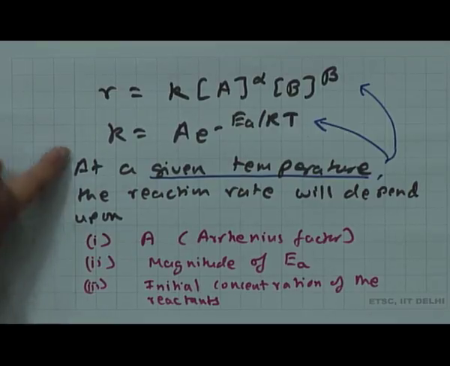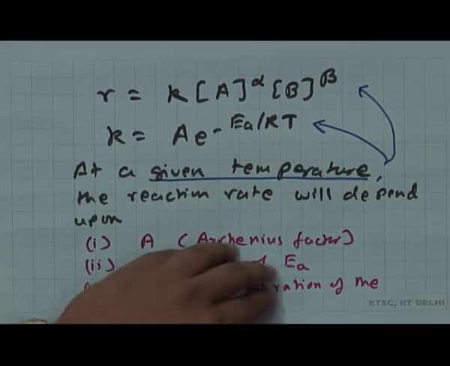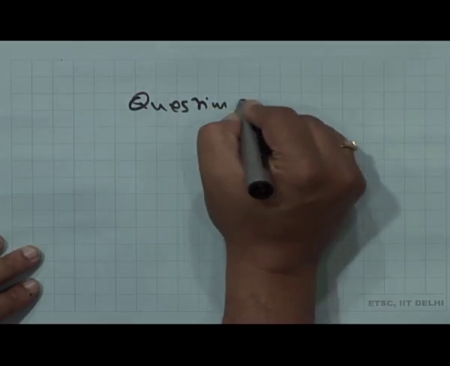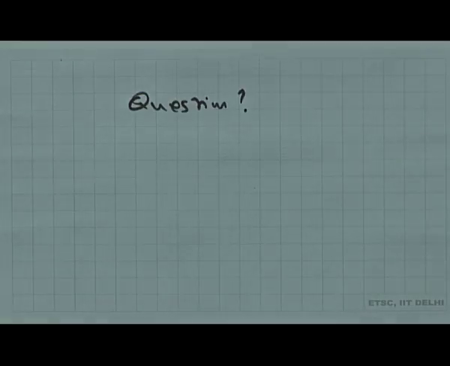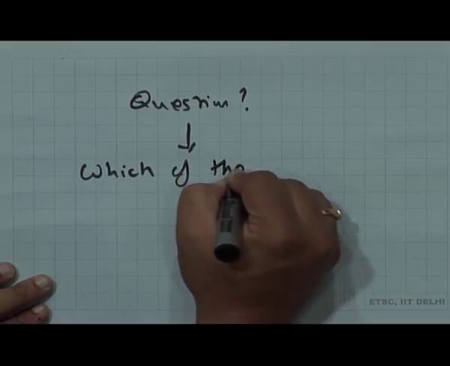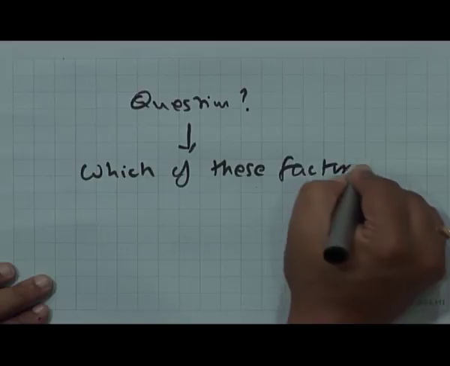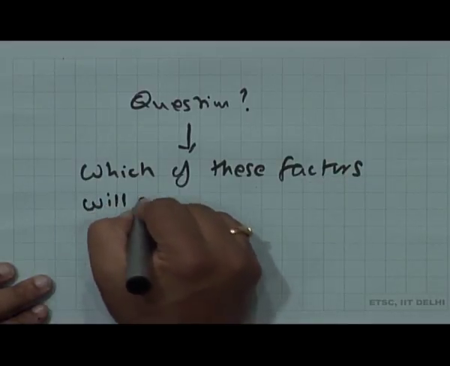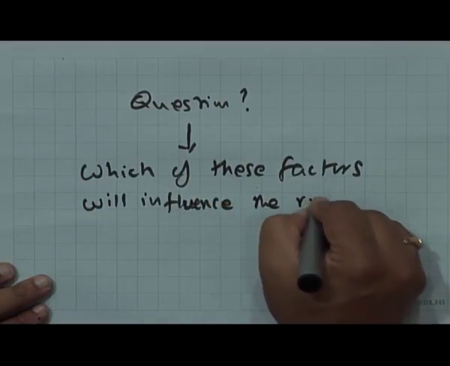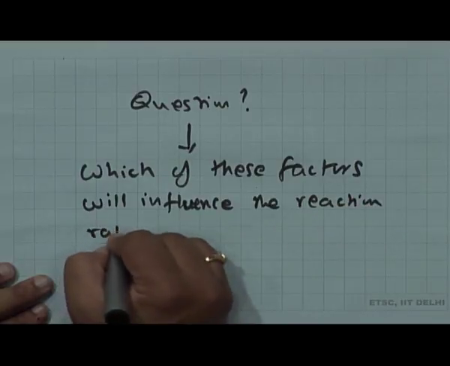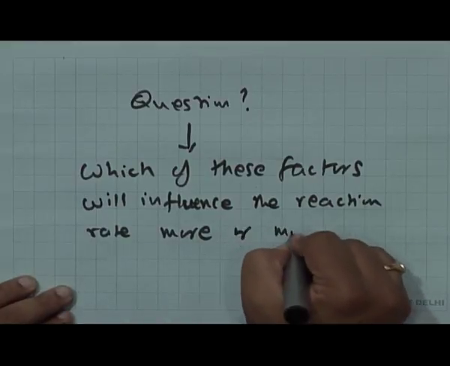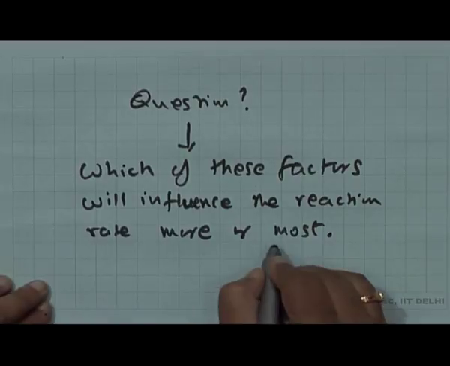Okay. Then the question that comes to your mind is, which one is more dominant, isn't it? That is the logical thing, because if it depends upon all these 3, then which one would be more dominant? So the question you pose is, which of these factors will influence or affect the reaction rate more, or which one will be the most influential one.